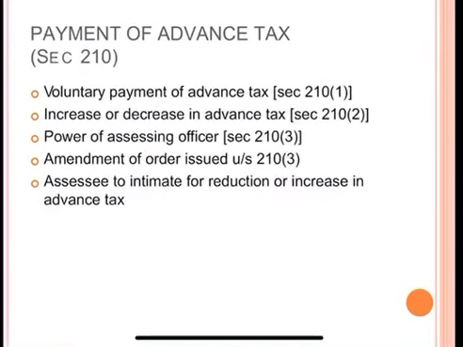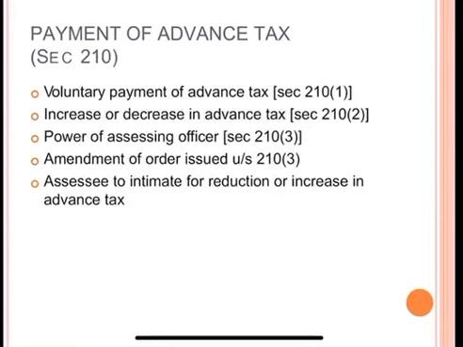Now, payment of advance tax. First, voluntary payment of advance tax. It is the duty of every assessee, whether or not assessed previously to tax, to deposit the amount of advance tax on or before each of the due dates. Then, increase or decrease in advance tax: the assessee is authorized to increase or decrease the amount of each installment of advance tax in accordance with his estimate of current income.